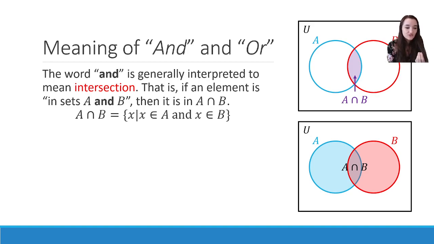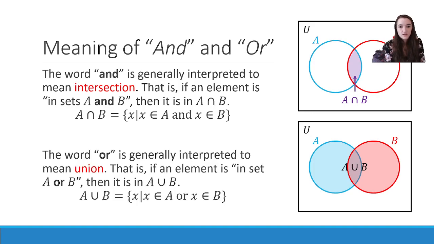So the word and is generally interpreted to mean an intersection. That is, if an element is in sets A and B, then we would say it is in the intersection of A and B. Because it is in set A and in set B. So we could write in set builder notation A intersect B as the set of all x such that x is in A and x is in B.